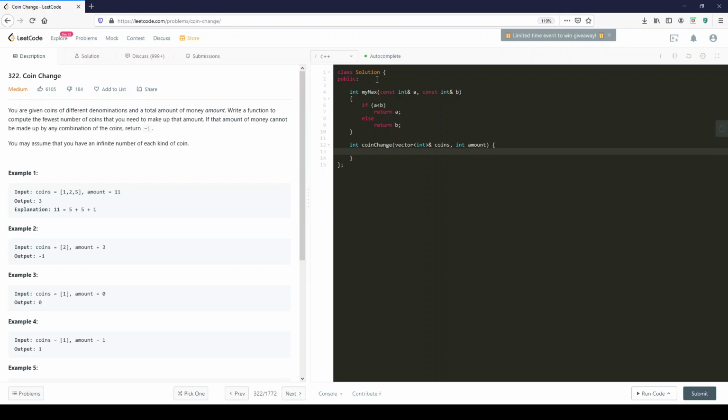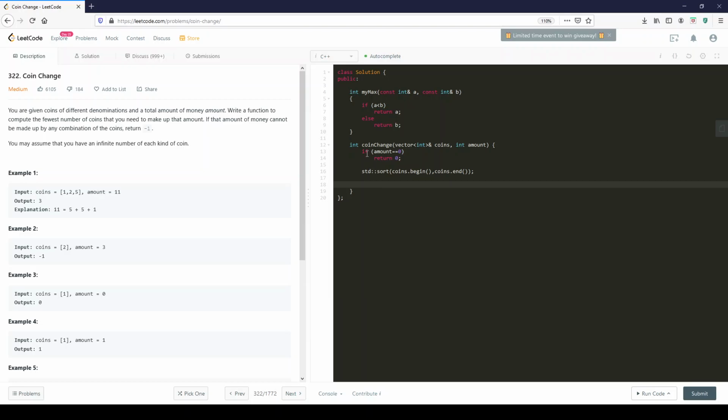Now we know we have our base case, which we saw right over here. If the amount is 0, we always return 0, no matter what kind of coins you have. You won't be able to use them. So if amount equals 0, return 0. Okay, done with that. Next, we might want to sort the coins, and we have an algorithm for that. So let's just sort them over here, from coins.begin to coins.end.